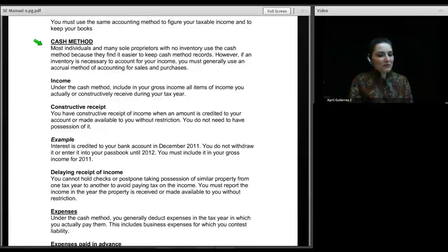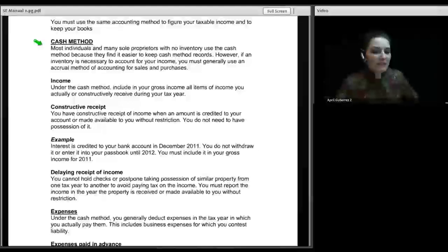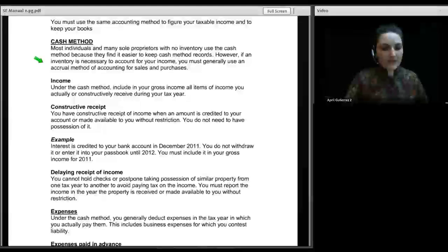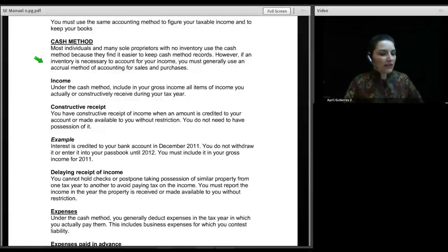So cash method is where we're going to start because that's where most of the small business owners find themselves because they're not savvy enough or sophisticated enough to even have any other system of accounting other than cash. So most individuals and many sole proprietors who do not maintain inventory use the cash method because they find it easier to keep their records. However, if inventory is necessary to account for your income, you are generally required to use an accrual method of accounting for your sales and purchases.